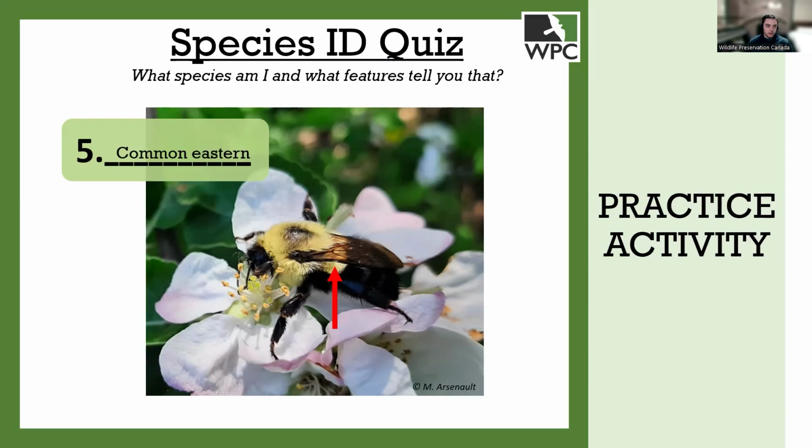But again, every other species in our black bottoms grouping, at least in South Central Ontario, will have something going on T2. Here again, T1 is yellow, and then T2 through 6 is all black. That would indicate a common eastern bumblebee.